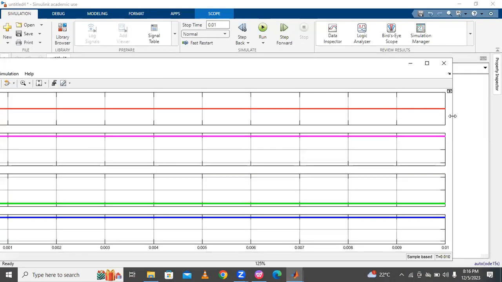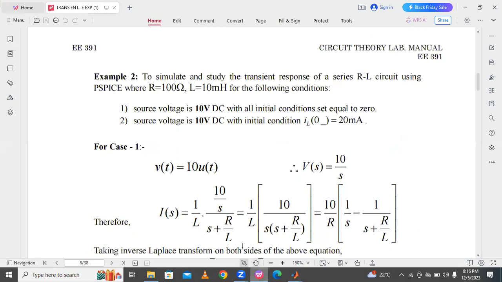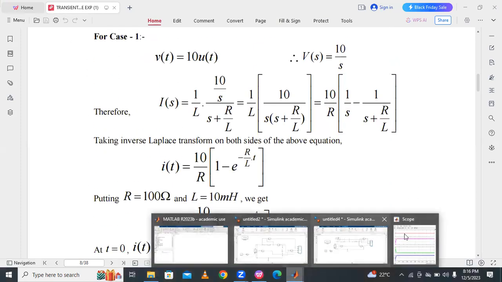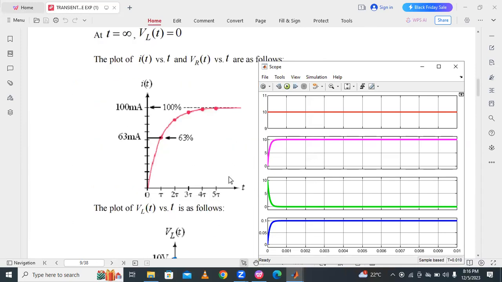Change this configuration like this for understanding purposes. First, what is the waveform? This is for a series RL circuit. Here, the first one is input voltage. Input voltage DC 10 volts. We will get like this. Okay. Input voltage DC 10 volts. This is our input, the first one, input voltage.